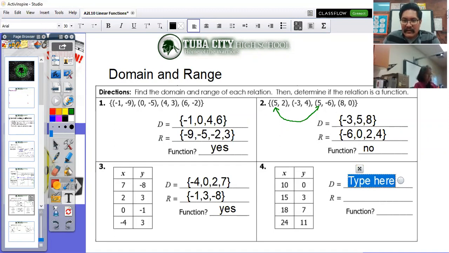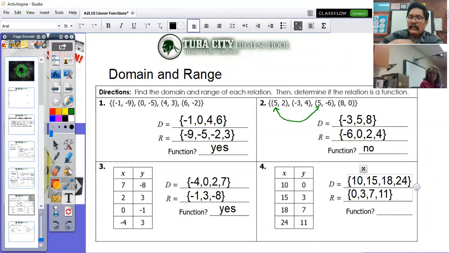Domain. Okay, so again, start with, now this one already looks like it's in numerical order. So I'm going to go ahead and just start putting the numbers in there, 10, 15, 18, and 24. Okay, that worked out. And then the range, and again, starting from the lowest number, that would be 0, 3, 7, 11. Oopsie. There we go.